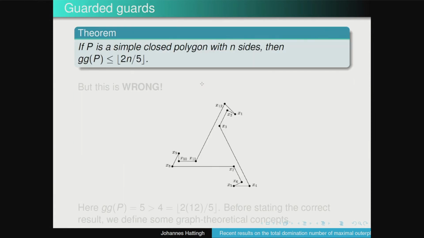Okay. So initially there was a theorem like this, and this is all happening in computational geometry. We're very much divorced from graph theory, and graph theorists won't necessarily be aware of these results. There's this result that says if you have a simple closed polygon with n sides, then the number of guarded guards you need is at most the floor of 2n divided by 5. But that's wrong.